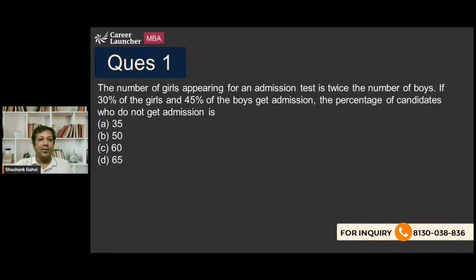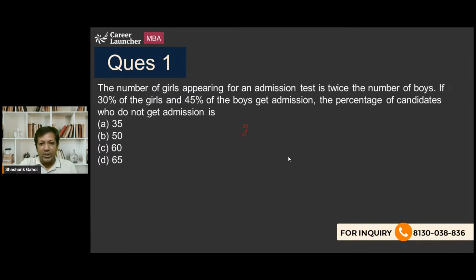So basically, what is the first question? It says that the number of girls appearing for an admission test is twice the number of boys. If 30% of girls and 45% of the boys get admission, then the percentage of candidates who do not get admission is what?